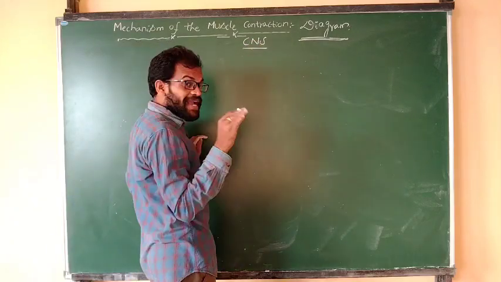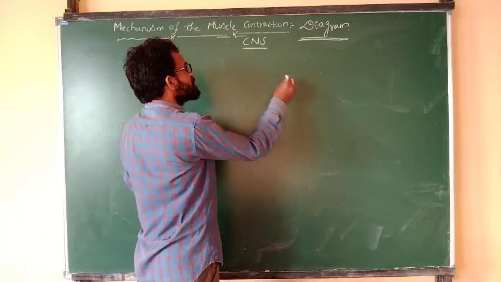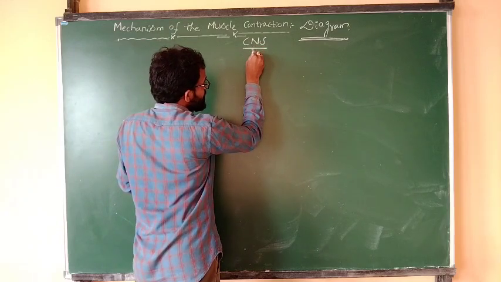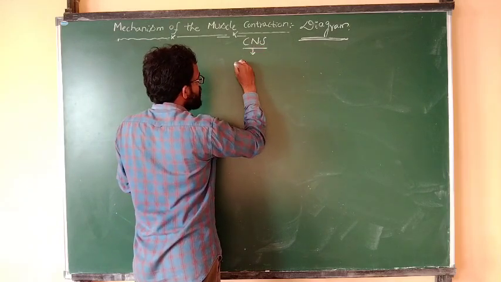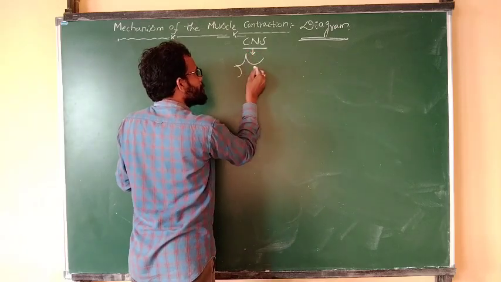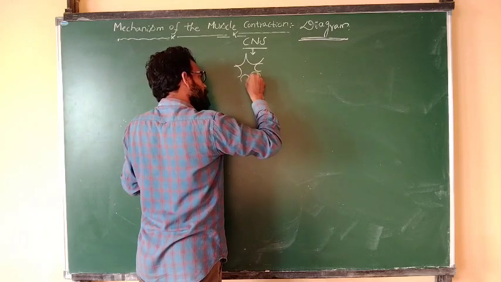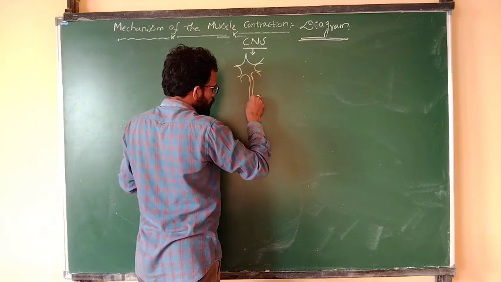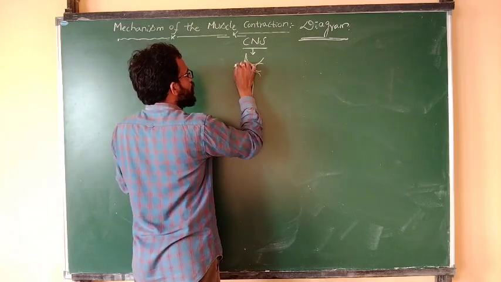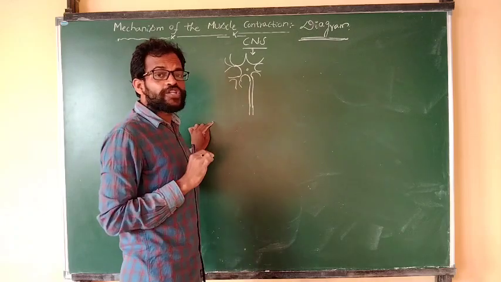The mechanism of muscle contraction is initiated by the central nervous system. The central nervous system sends the message to the motor neurons. What is the function of the motor neurons?